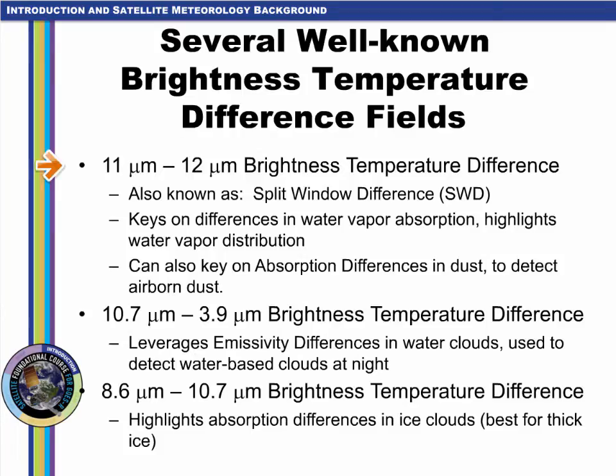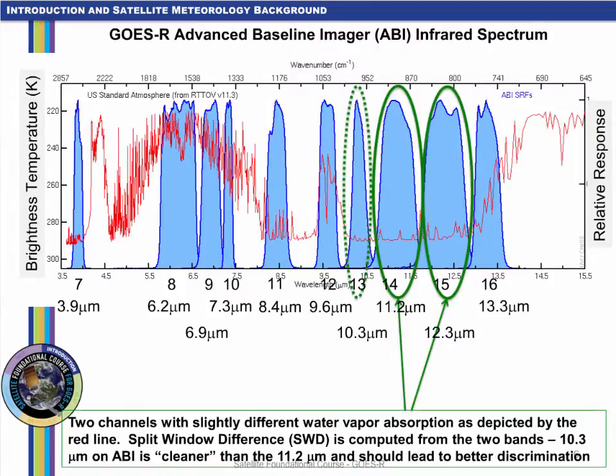Some brightness temperature difference fields are very well known. These are listed below. That they are well known in part underscores why the channels are included on ABI. This chart that you may have seen before shows the infrared channels on ABI. The blue regions show where individual bands are detecting energy. Some are narrow, band 10, and some are relatively wide, band 8.